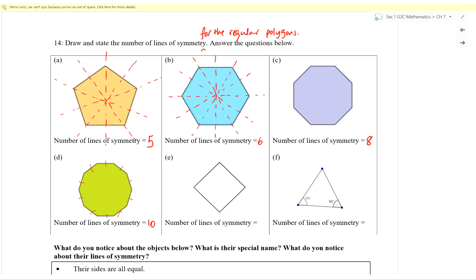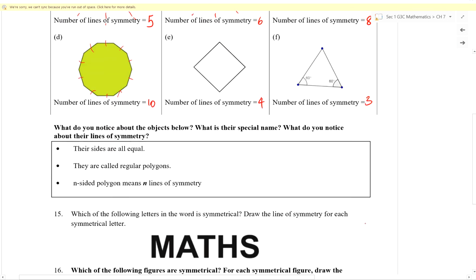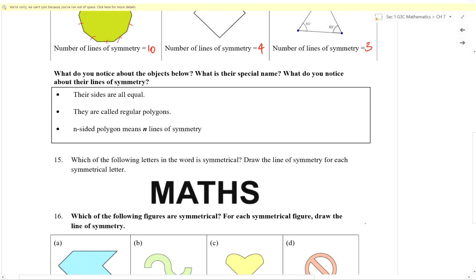Here we've got a square, because I asked you to include these words on top. They are regular polygons, so this has to be a square. 4 lines of symmetry. For this equilateral triangle, there will be 3. You can go ahead and draw the lines, but I think it is pretty obvious about the relationship. So these are regular polygons. The sides are equal. N-sided polygons will have n lines of symmetry.